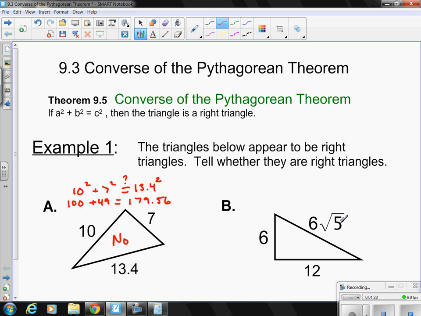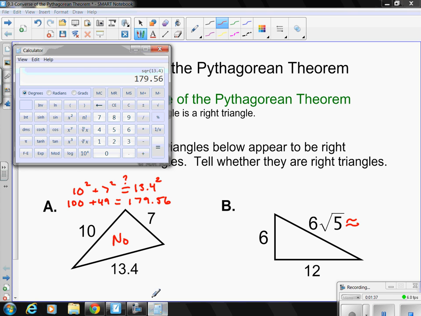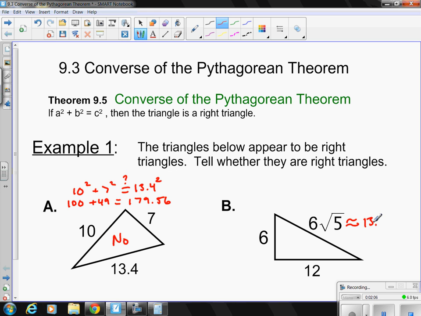Here, if you need to check, what is this as a decimal? Is this longer than 12? Make sure you set it up right. So 6 times the square root of 5, I'll figure that out first. I'm going to have to clear this. I think I have to hit 5 first and then hit the square root on this calculator. Sorry, I should have found this first. I don't use it very often. It's up here. The square root of that is 2.23, times that by 6. And this is about 13.41.